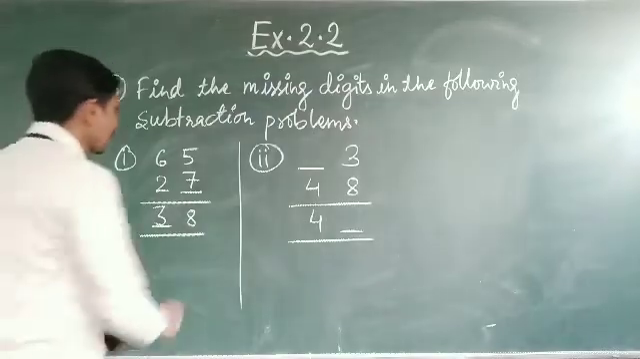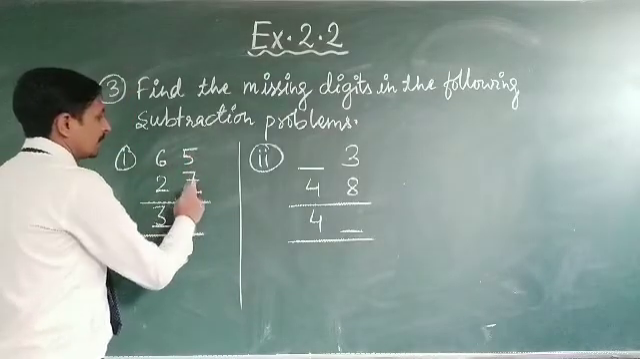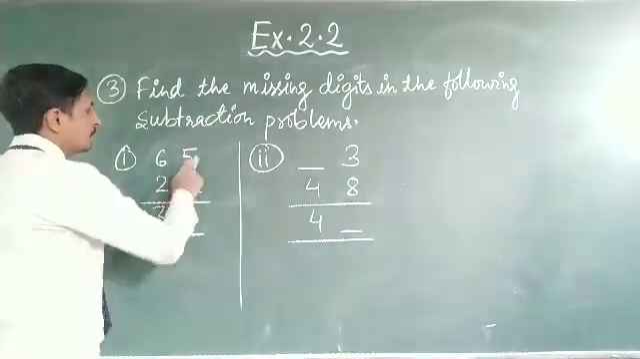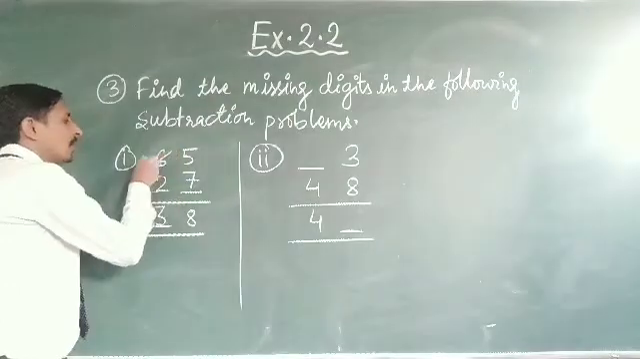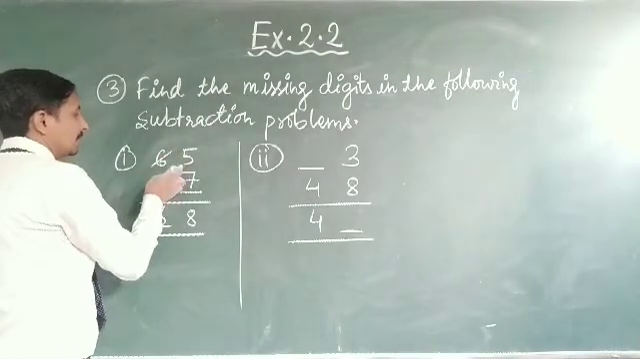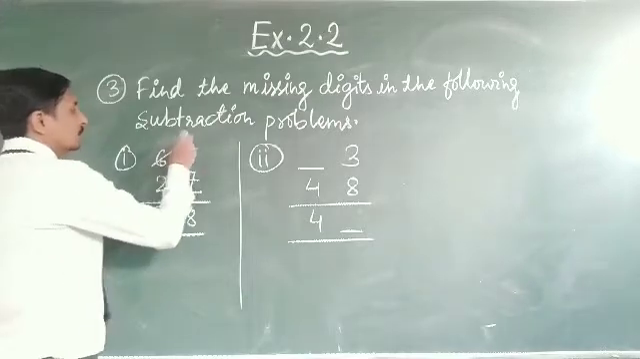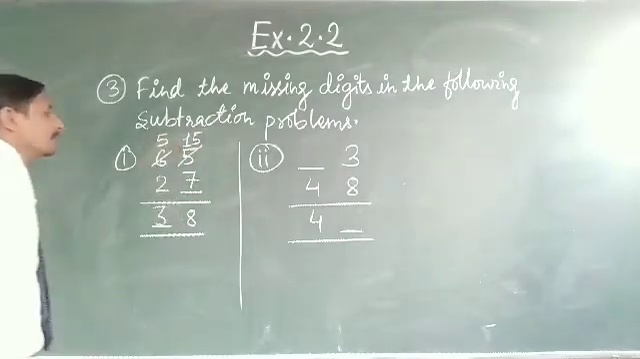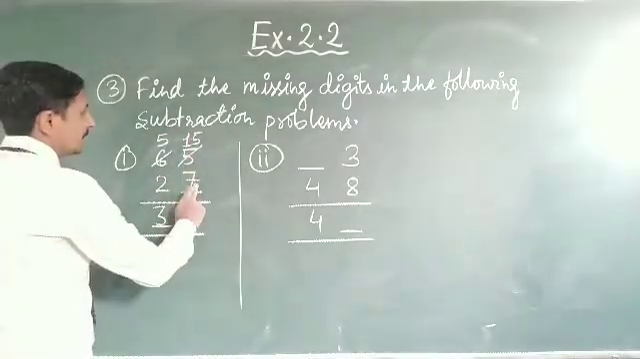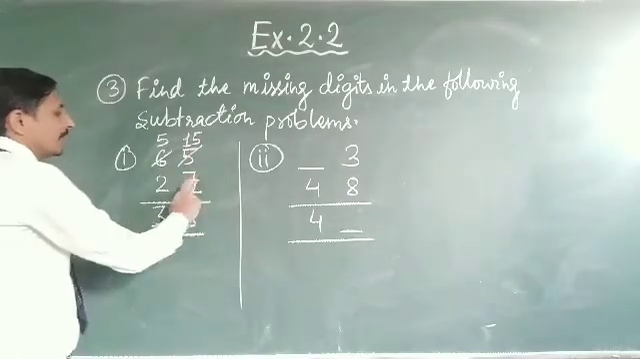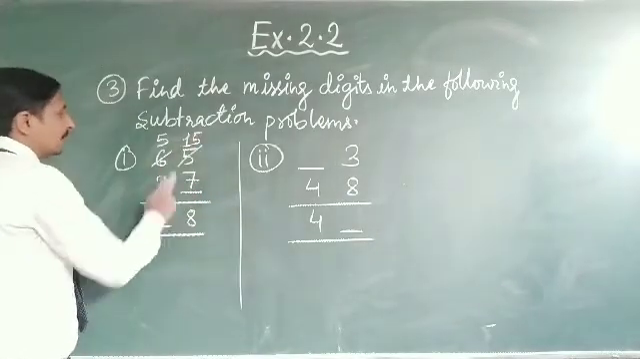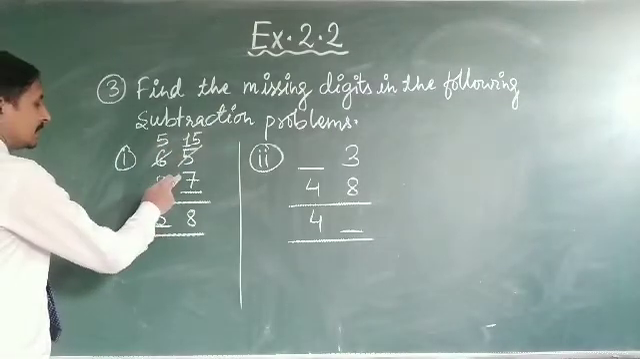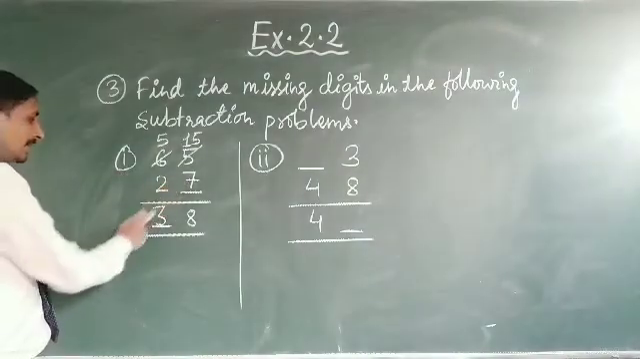Now you see, when we subtract 7 from 5, it is impossible to subtract 7 from 5. In that case, we will borrow 1 from the number immediate left to it. So it will become 15, and this digit will become 5. Now 7 is easily subtracted from 15. When we subtract 7 from 15, we get 8, and when we subtract 2 from 5, we get 3 as a result. So in this way, the missing digits in question number 1 are 7 and 3.